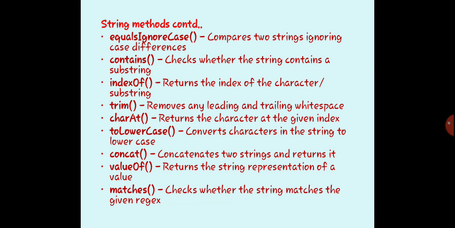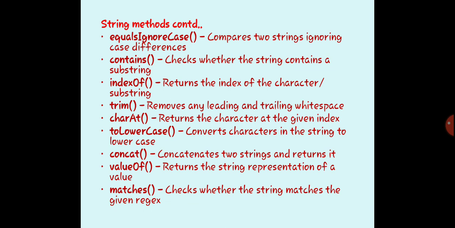For example, hello, where h is in capital. When we give the same to this method, it will convert everything to lowercase. So that's it. Then concat concatenates two strings. The concat method just joins them. Then valueOf returns the string representation of the value.